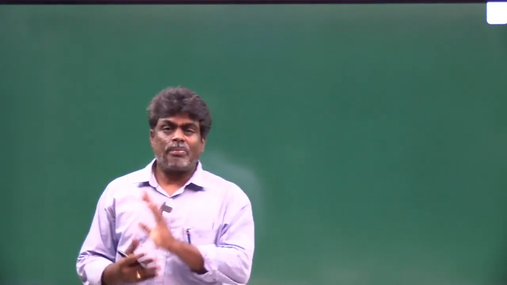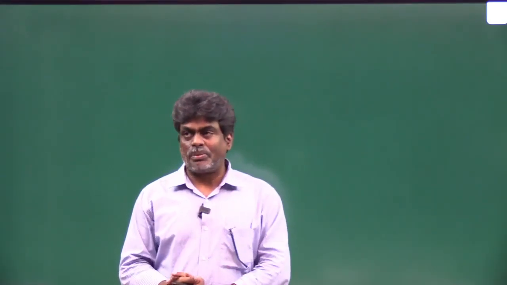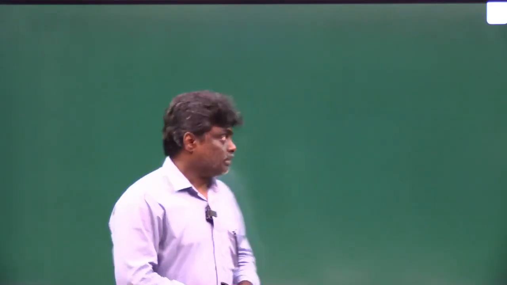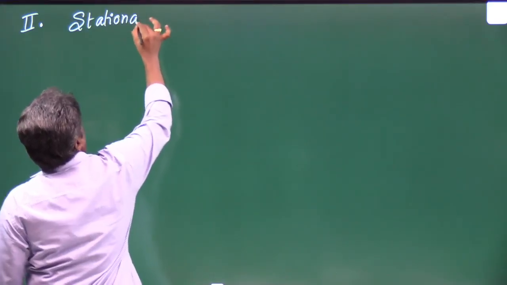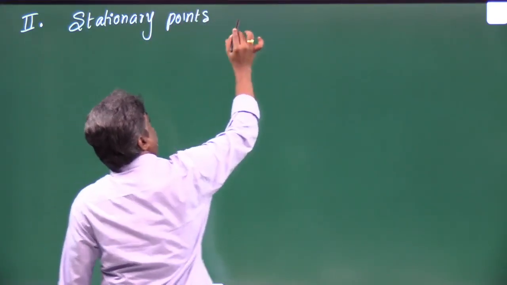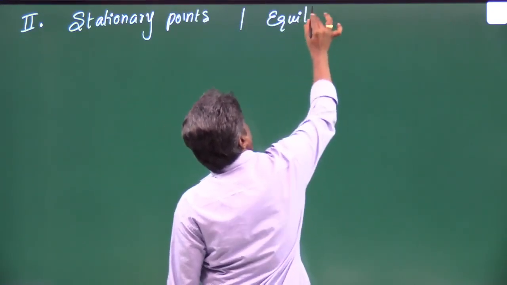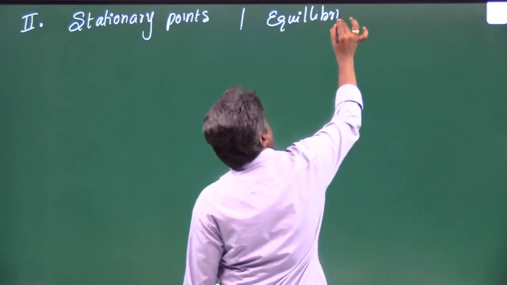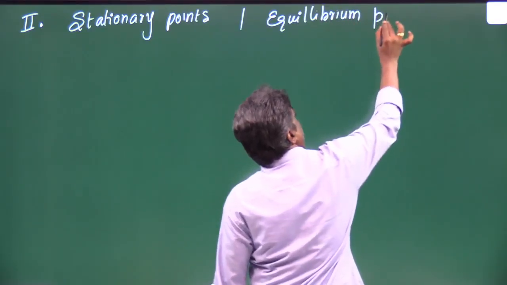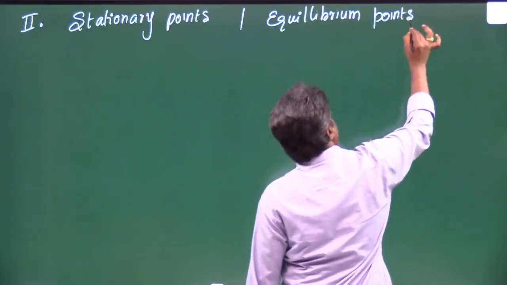Right. So we have completed this first application, that is to check whether the given function is differentiable or not at a particular point. Now this is the second application. The second application is very important. This is the stationary points, or in physics we used to call these points equilibrium points. This is very important.